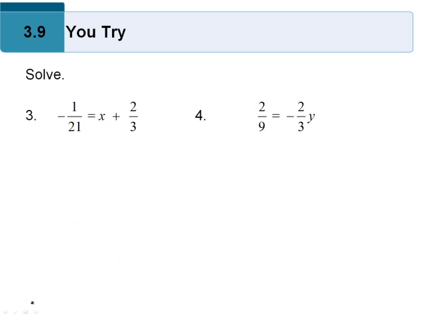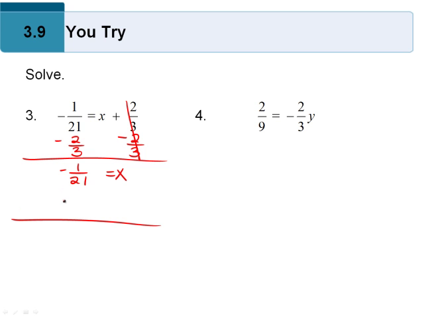All right, here's some more. Number 3, negative 1 over 21 equals x plus 2/3. So the x is on the right hand side. I want to get rid of that positive 2/3. So I have to use a negative 2/3. So you always do the opposite operation, negative 2/3. Okay? So x comes down, the 2/3 are gone, and I'm going to have negative 1 over 21, and I'm going to add negative 2/3.